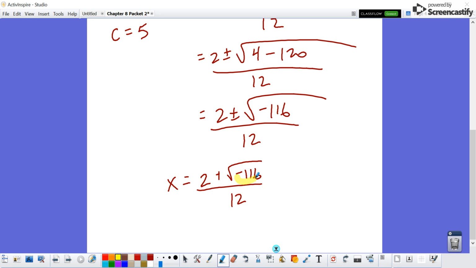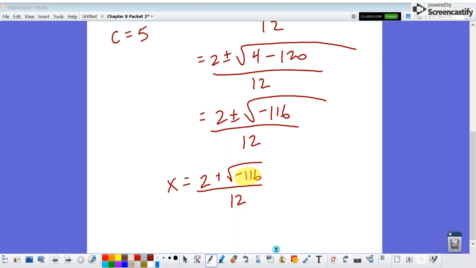As soon as you go to plug this into a calculator, though, you're going to get a domain error. The reason you'll get the domain error is because there is no value, in the real world, for the square root of -116. So what that tells me is that the roots are imaginary, which means that this thing does not cross the x-axis because there's no roots.